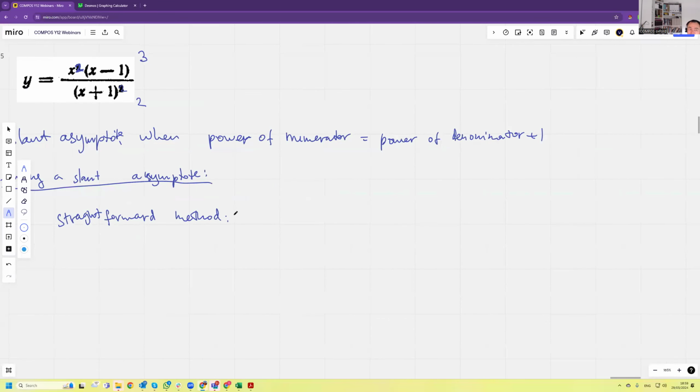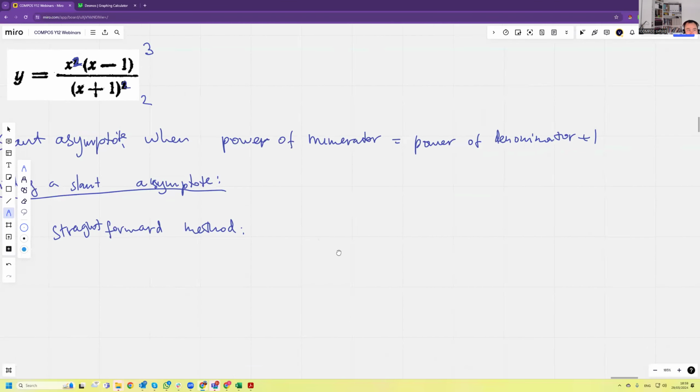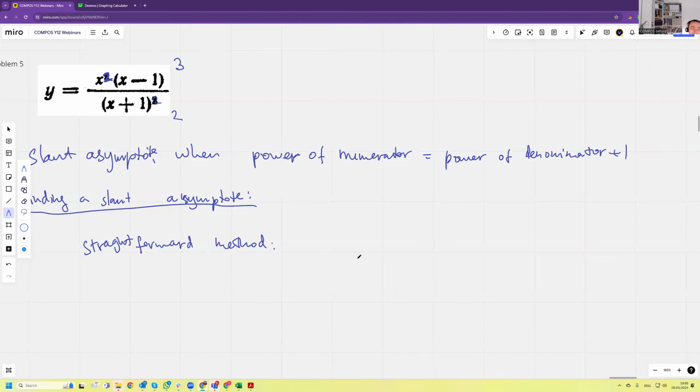Okay. I hate this method, honestly, but I'll show you too. Straightforward method. I hate it because it takes all the fun out of maths. So what you need to do is suppose you have a slant asymptote, and the slant asymptote is y equals mx plus c.